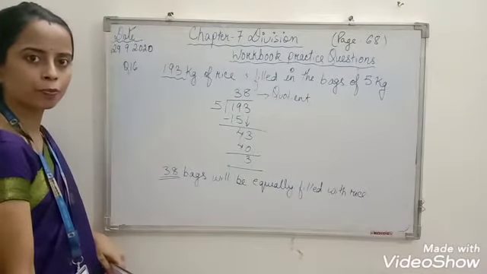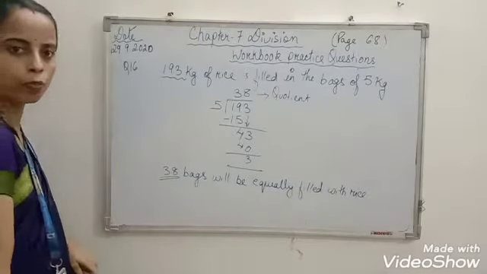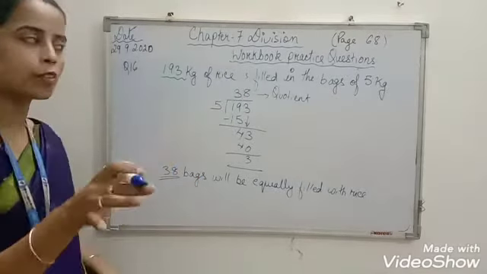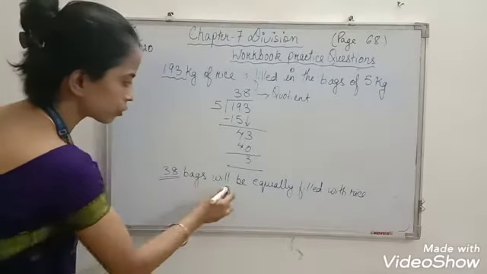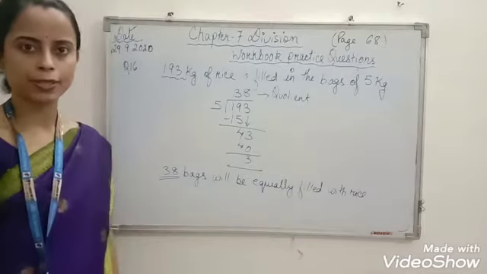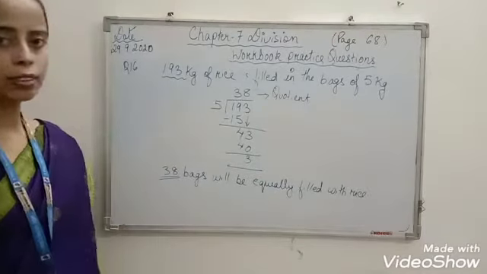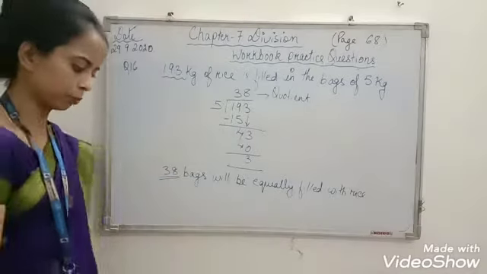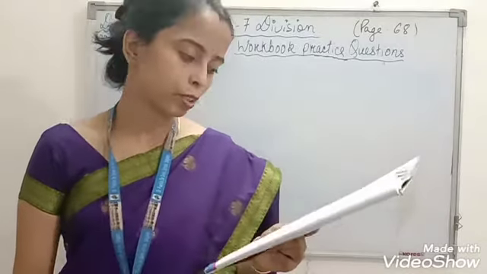Alright children? Got it? So you have to find it this way: 193 kg of rice divided by bags of 5 kg, then we will get the number of bags that will be equally filled with rice. Next, let's see what the next question is asking. So children, 17 is your homework. It is a division one, you do it by yourself.